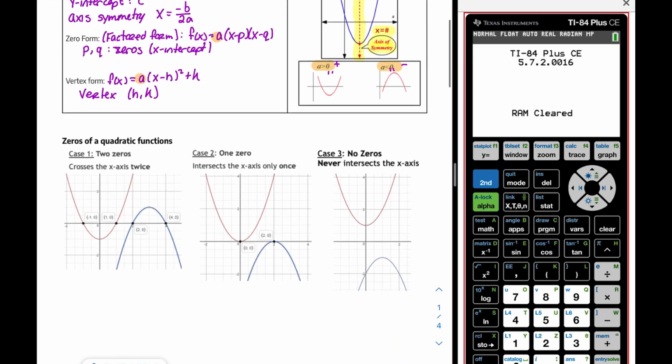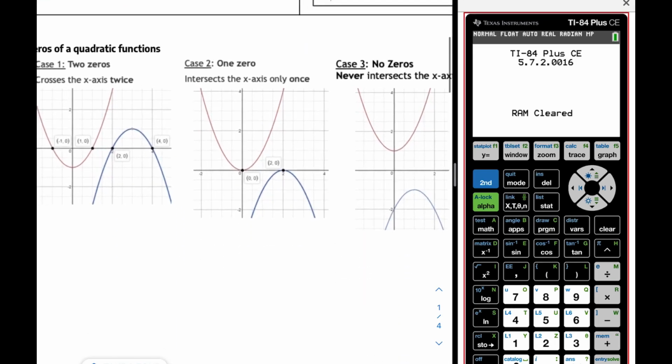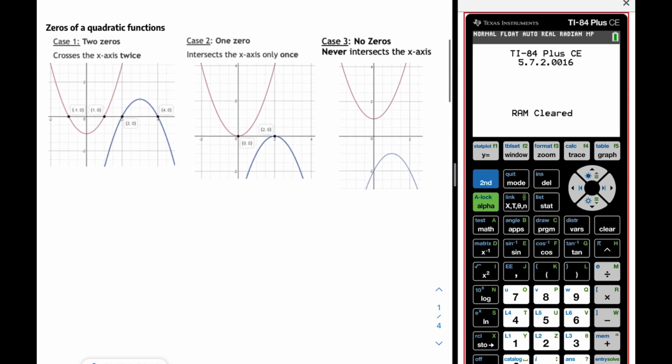Okay, when we're solving questions, often it's going to be really important for us to realize if our function has one solution, two solutions, or no solutions. And this comes from understanding how many zeros are possible when we're solving quadratic functions. And we have three different situations. It's possible for our quadratic to have two zeros.